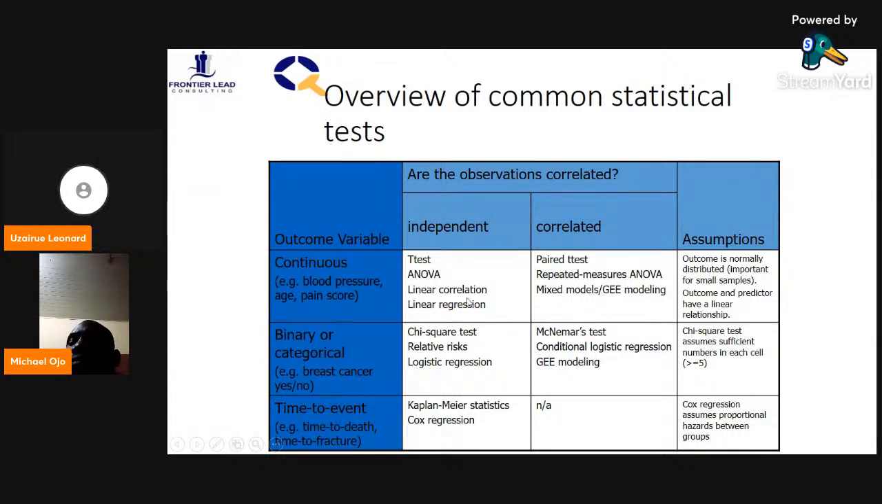Then the outcome and predictor have a linear relationship. So for you to run, for example, regression, there has to be a linear relationship between the outcome and the predictor.